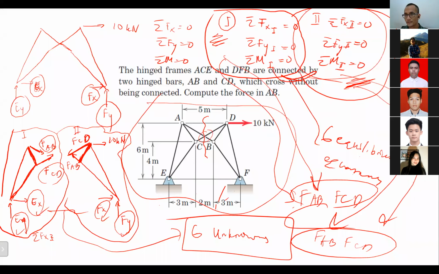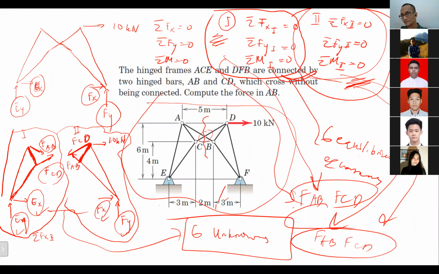Oh, okay. So solving EX and EY and FX, FY will be at the end, after you solve for FAB and FCD. The first thing that you can do is to eliminate EX, EY in the first set of equation. Then the final equation that you come out with from the first set of equation will only consist of FAB and FCD. That's the only strategy that you can use.